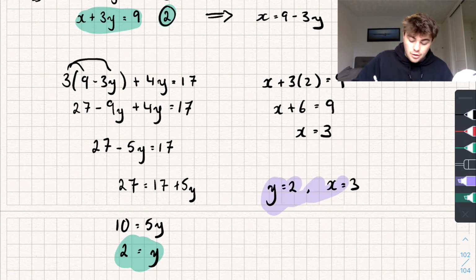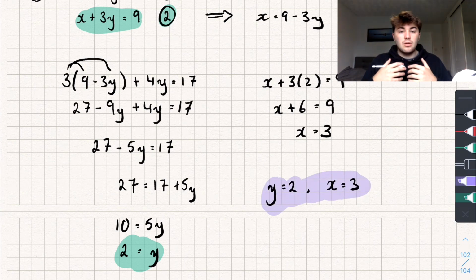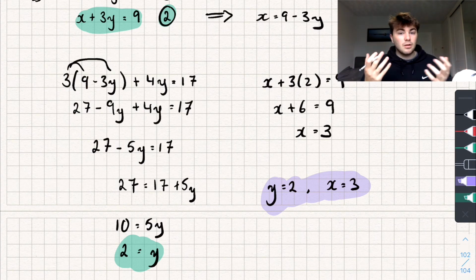Now if you want to check your answer, you can substitute that into either equation 1 or 2 or both and check that they satisfy, so they solve the equations, and if they do, you've done it right.